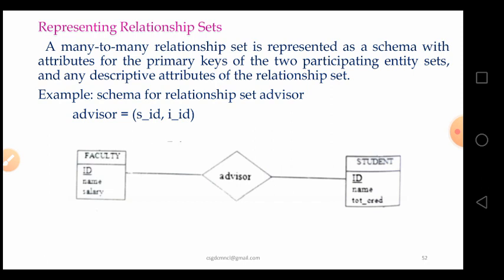Schema for relationship set advisor. Advisor has s_ID and i_ID as the attributes. Faculty is an entity; in that, ID, name, salary are the attributes.